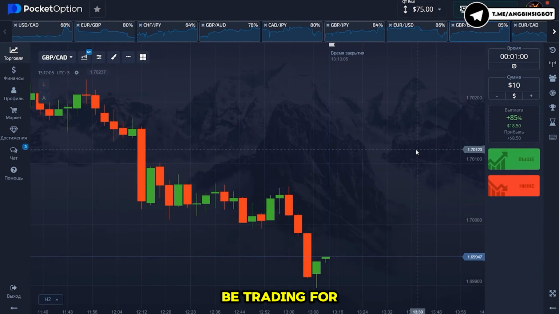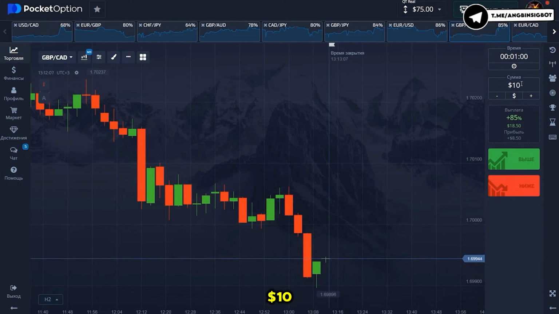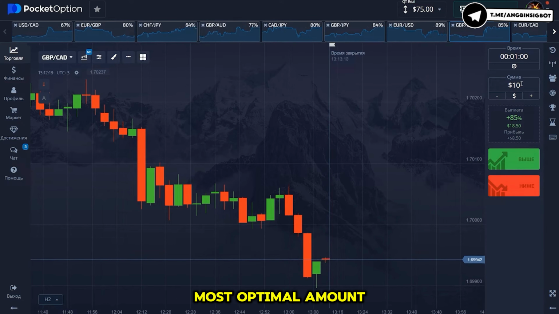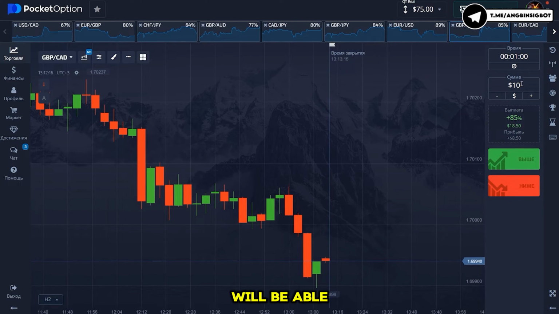Let's make our first trades on our new account. So, I will be trading for 1 minute with an amount of $10, which is the initial amount for the first trades. Why exactly $10? Because for me, this is the most optimal amount. This means I will be able to take additional positions and achieve a good profit relative to my deposit.